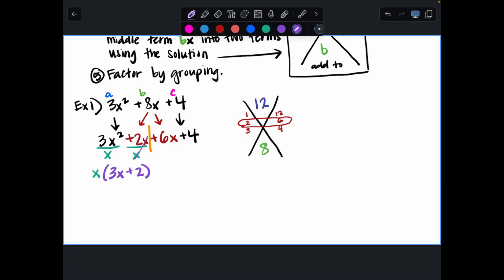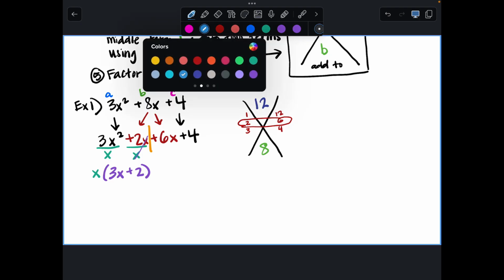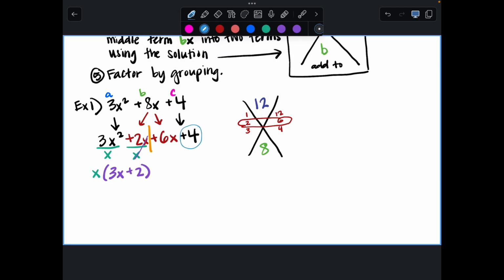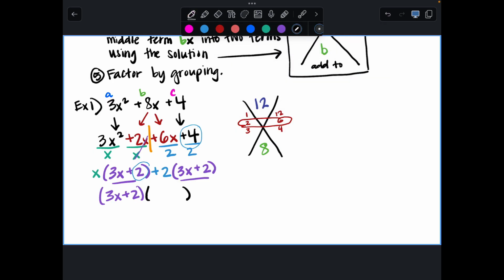Now, to decide what to factor out on the right side, I'm going to divide 4 by 2. So that is 2. So I'm going to write plus 2 here because it's positive. And when I divide, 6x divided by 2 is 3x. 4 divided by 2 is 2. My binomials match. So I have 3x plus 2. And what's left in the second set would be x plus 2.